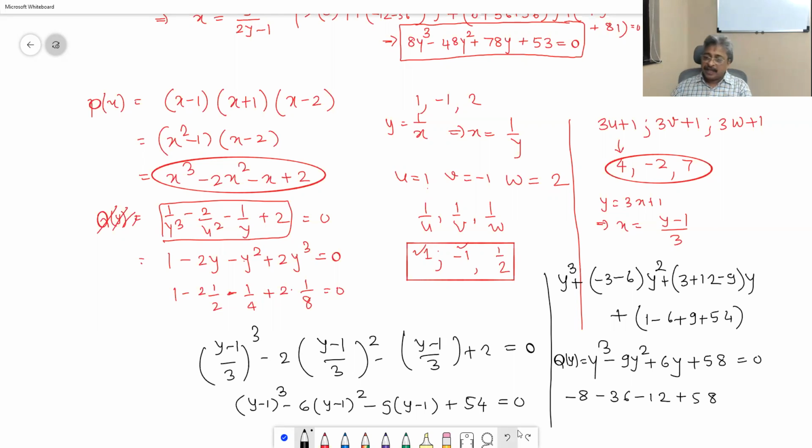Find out the mistake. There is a mistake. x is equal to y minus 1 upon 3.